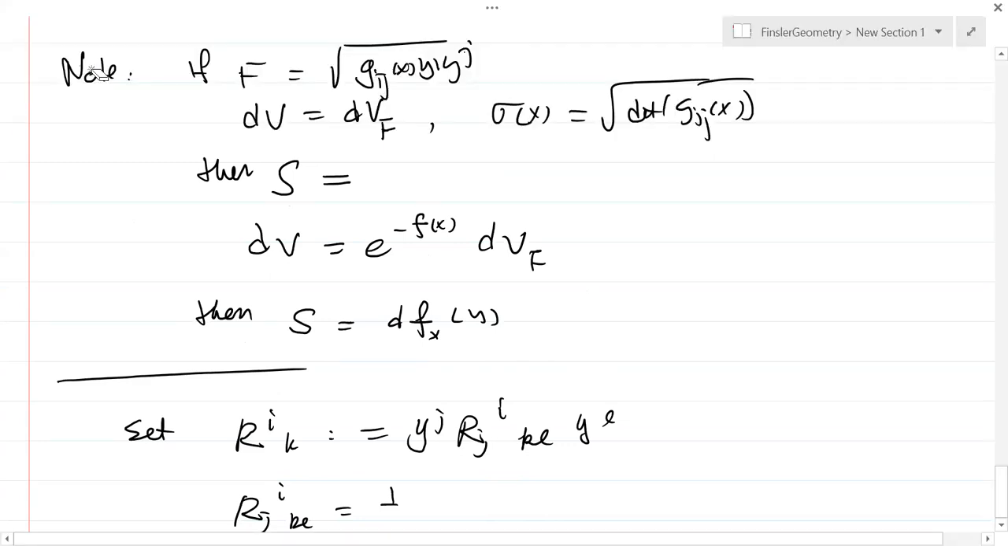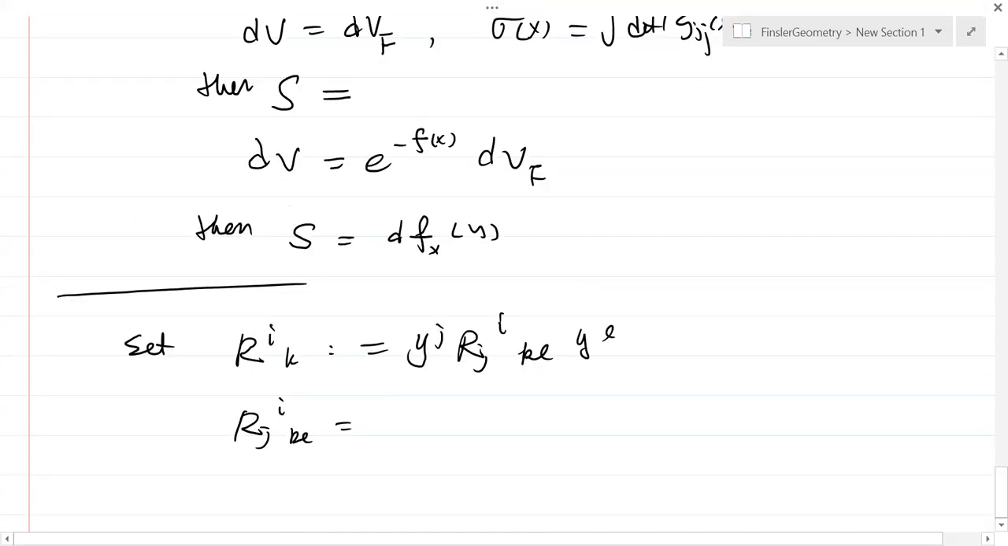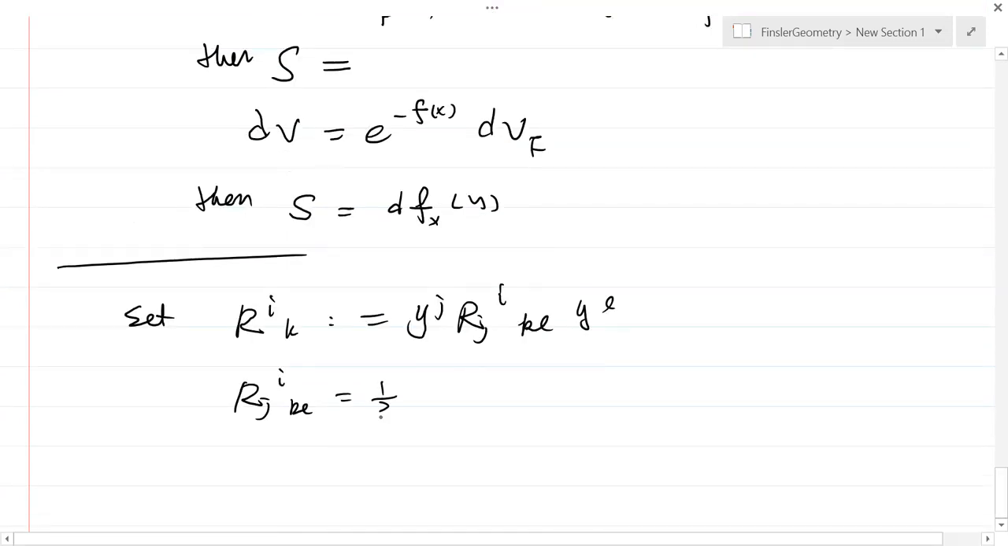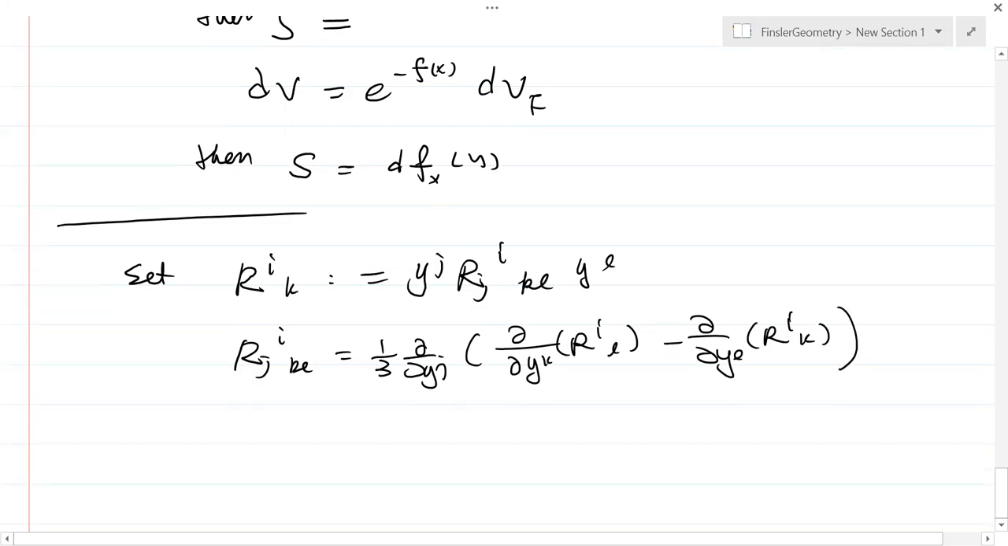Let me erase this. So it's going to be 1/3 yj, Wyk ril. This will be yl rik, I think. All right, so you can see that they determine each other.